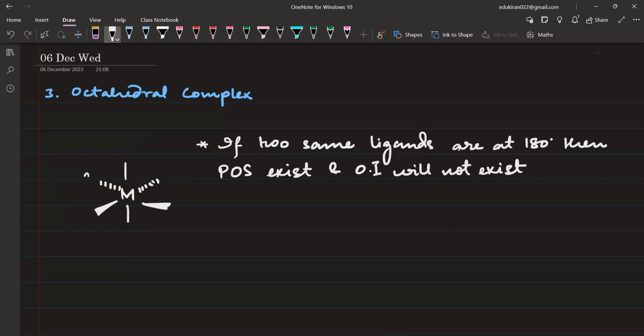Let us suppose you have A here, B here, and B here. And here you have C and D. Now, if you look closely, guys, please tell me which ligand is opposite to C? Turn your mic on and tell me which ligand is opposite to C, at 180 degree? Correct, D, very good. And which ligand is opposite to A? A ke 180 degree mein kaun sa ligand hai? B hai, correct.